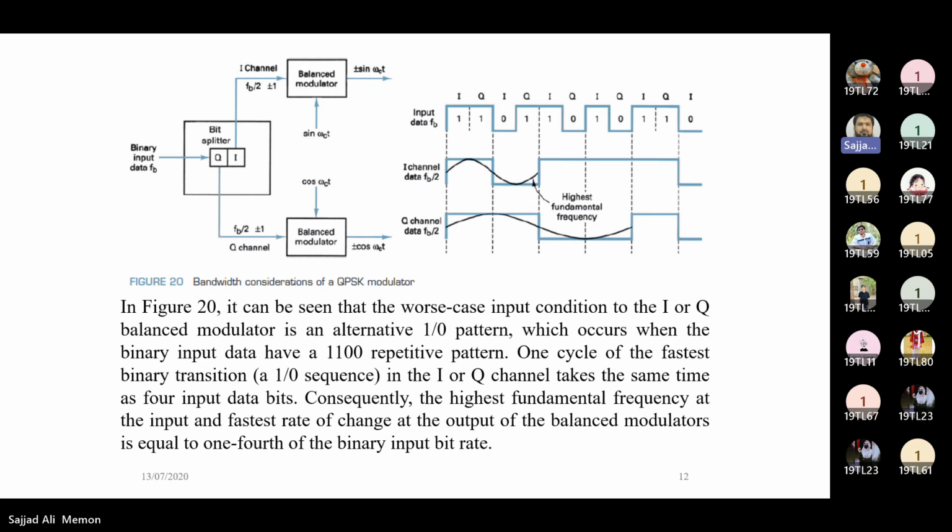That means the bandwidth requirement of QPSK is half to that of the BPSK, because here we are transmitting two bits in one symbol. So the rate of change in the I and Q channel will be half of that of the input bit rate.